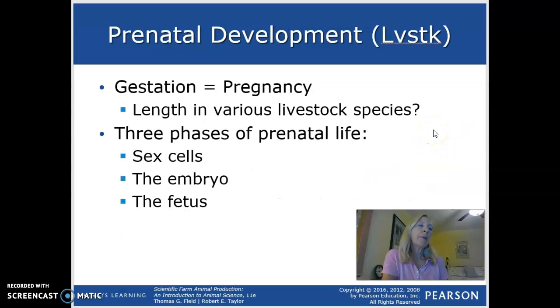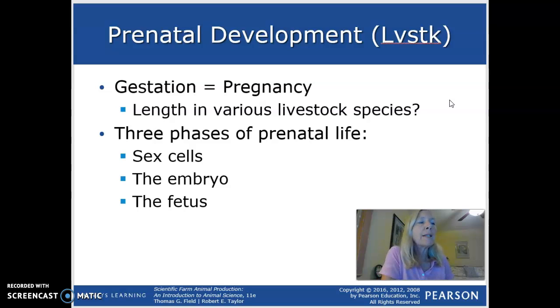So prenatal development in livestock, that's my abbreviation for livestock right there. The term for pregnancy in livestock, we call that gestation. And I will go over the gestation length of various species here in another slide. And I think it's important that you know that.